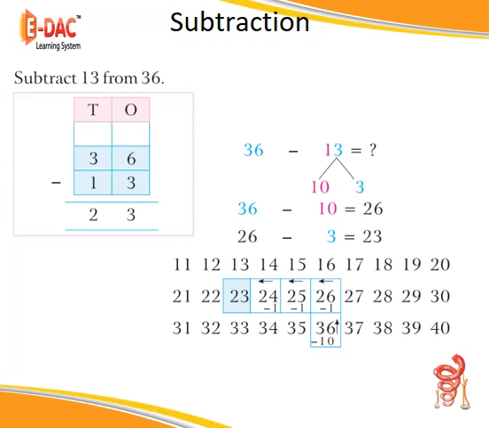35 is the first place, 34 is the second place, 33 is the third place, and so on, and we will stop on 23, which is 13th place. So the 23 will be our subtraction value.